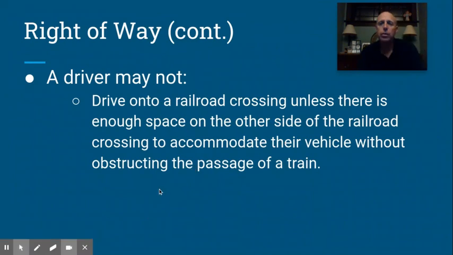Okay, similarly, you cannot drive onto a railroad crossing unless there's enough space on the other side of the railroad crossing. So this is the same kind of idea. You can't pull into a traffic intersection unless there's enough room to go all the way through the intersection. You cannot pull onto a railroad crossing unless there's enough room to go all the way across the crossing without obstructing the passage of a train.